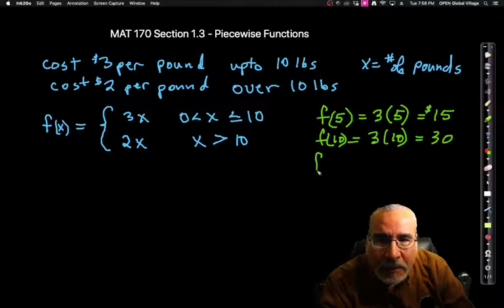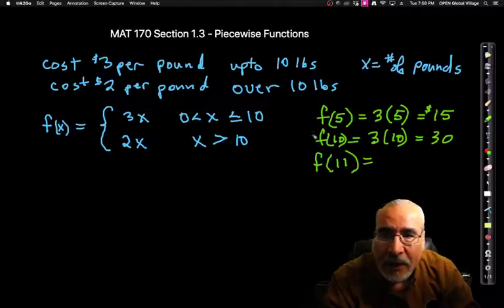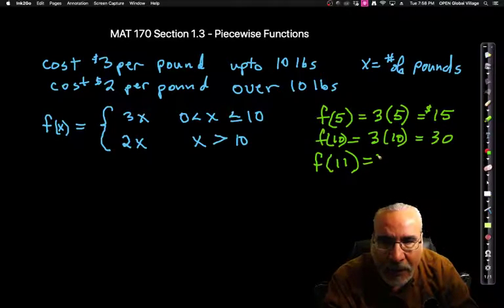Now, what if we wanted to buy, say, 11? We could buy partial pounds, 10.5 if we wanted to, but I like to keep the math so we could do it mentally and understand this concept. So now with 11 pounds, we look over here for our domain. Clearly 11 is not between 0 and 10, so we can't use the first piece. 11 is clearly larger than 10, so we use this piece. So to calculate what it's going to cost us, we take 2 times 11.